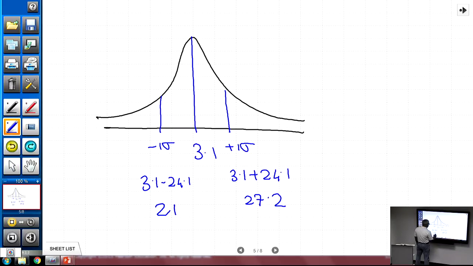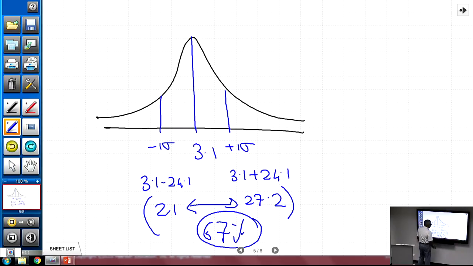So this range of 21 to 27.2, the likelihood that an outcome would be between 21 and 27.2 is approximately 67%. Why 67? That's just the standard definition of a normal distribution. 67% of the observations would be between plus and minus 1 standard deviation from the mean. 95% of the observations would be between plus and minus 2 standard deviations from the mean.